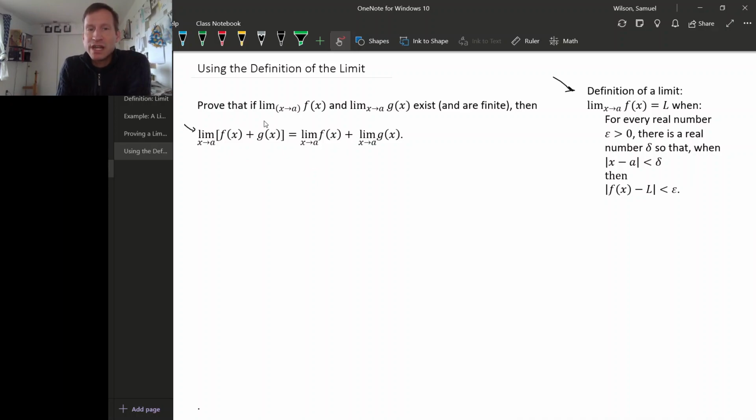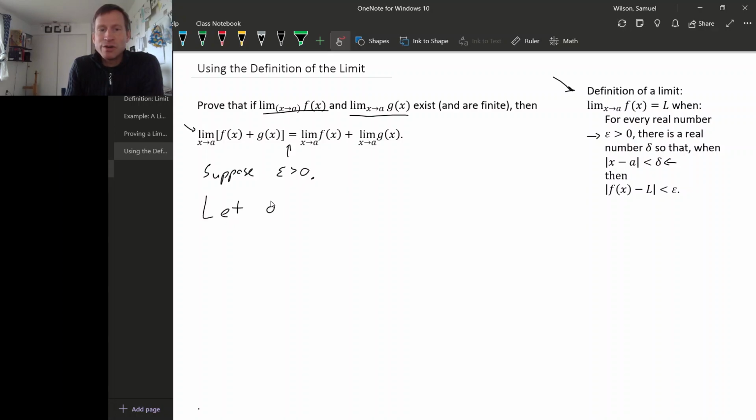So let's prove that if the limit of f as x approaches a exists and is finite, and the limit of g of x at a exists and is finite, then the limit of the sum is the sum of the limits. Remember, to show that a limit is what you think it is, for every epsilon, you have to find a delta. So let's suppose that we have some positive epsilon value. Now we need to find a delta that works.